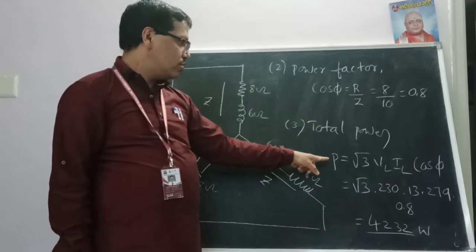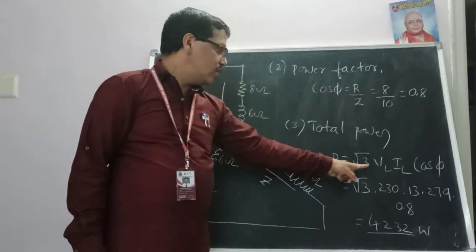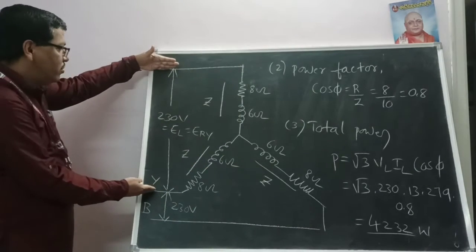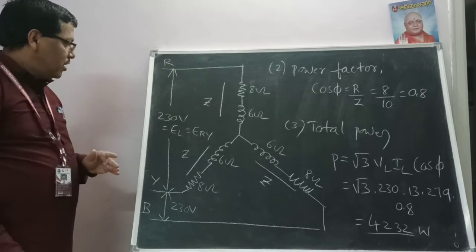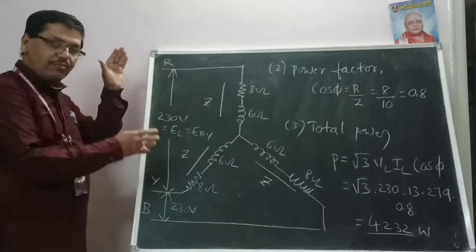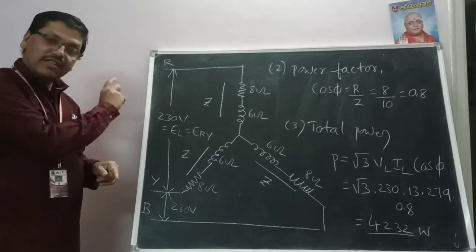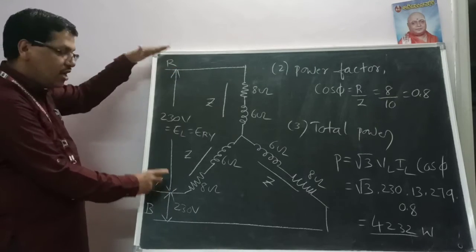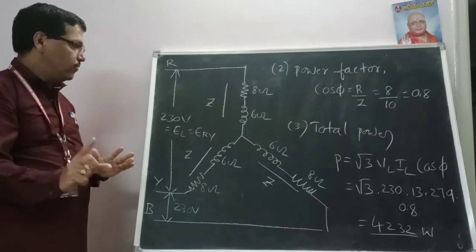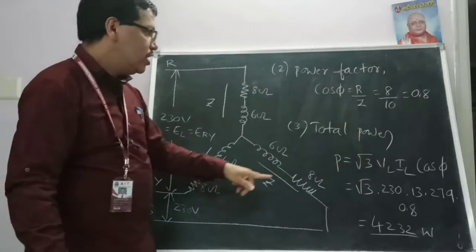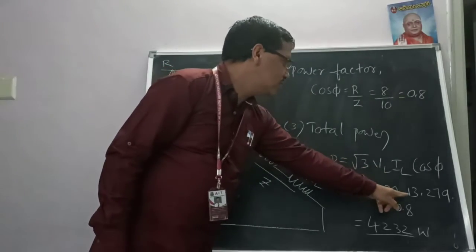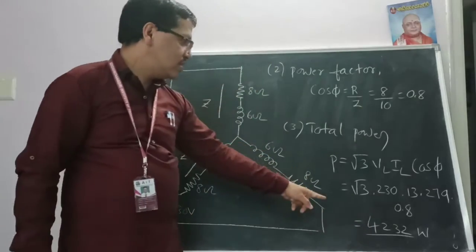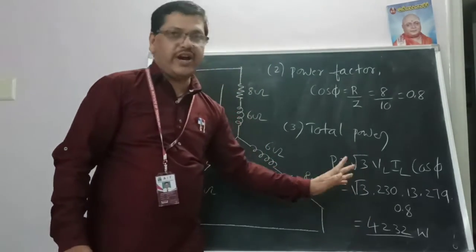Come to the power. Total power, so P is equal to root 3 VL IL cos phi. Root 3, in place of VL 230 volts. This is the line to line voltage, 230 volts. In some problems 230 is given, in some problems 440 is given. This is the RMS value actually, whether 230 or 440 line voltage. Okay, this 230 volts you will substitute. So the IL value is 13.279, cos phi just now calculated 0.8. So the power answer is 4232 watts.